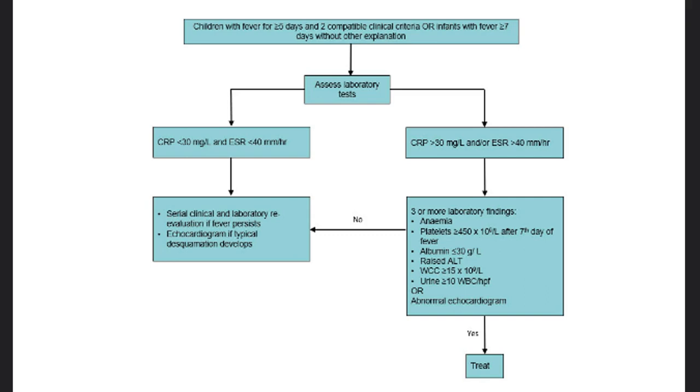If the CRP is 30 or higher or the ESR is 40 or more, the next step is to obtain supplemental laboratory studies. Abnormal limits include the following: albumin 3 or less, anemia for age, elevated ALT level, platelets greater than 450,000 after 7 days of fever, WBC count 15,000 or greater, urine WBC 10 or greater. If 3 or more supplemental laboratory criteria are positive, a diagnosis of incomplete KD is made.